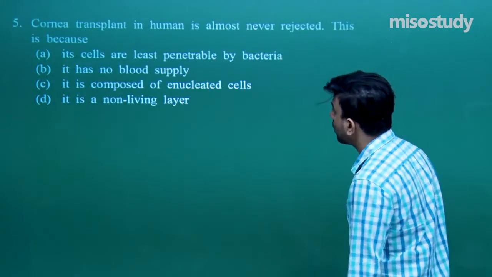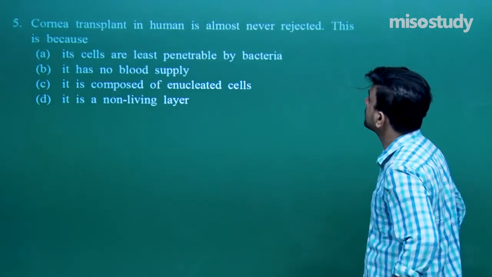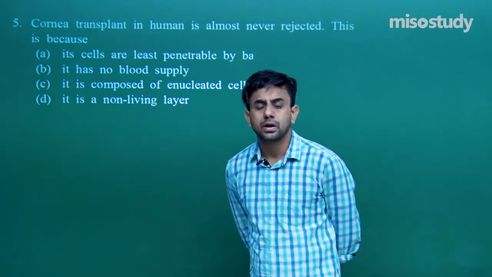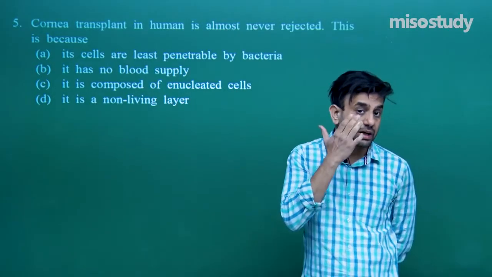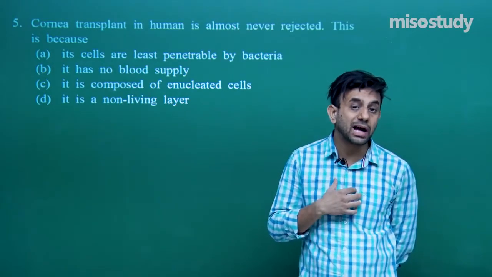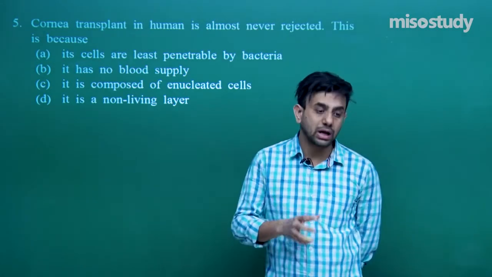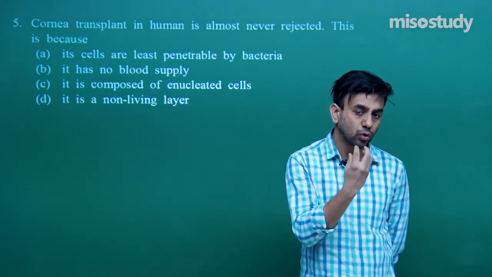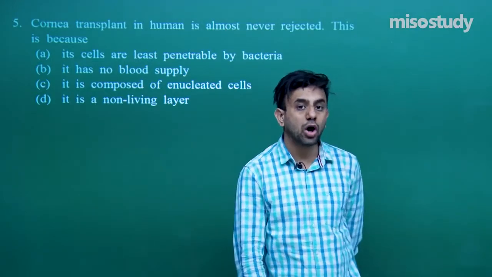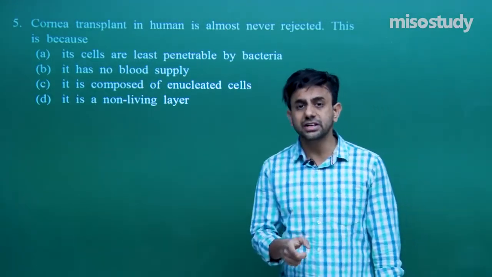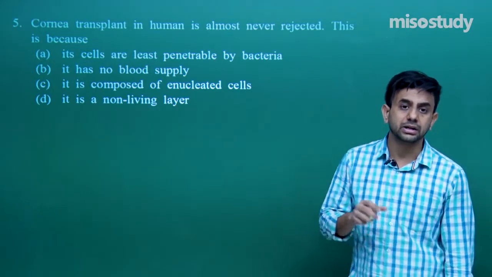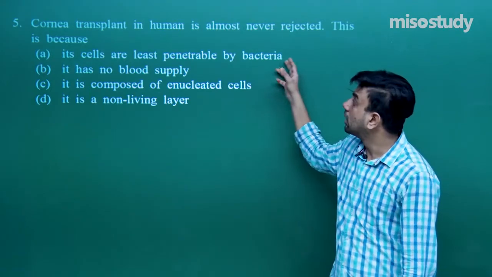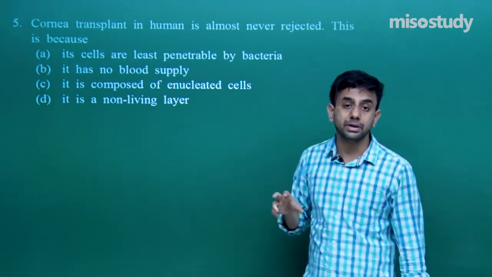Let's talk about the next question. Cornea transplant in human eye is almost never rejected. This is because, right, the cornea is a white transparent portion present in the anterior part. It covers 1/6 part of the eyeball anteriorly, and it is this part which receives the light and focuses the light onto the retina. So the cornea is avascular, that is, it has no blood supply, and because of this the corneal transplant will almost never be rejected.